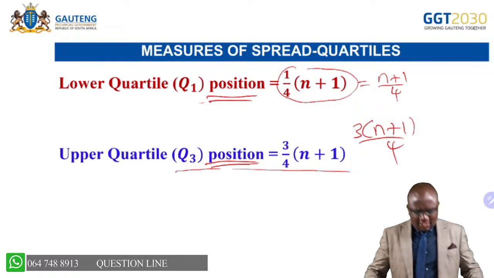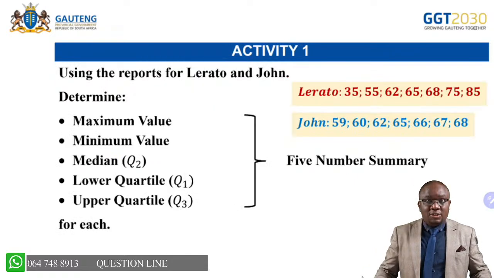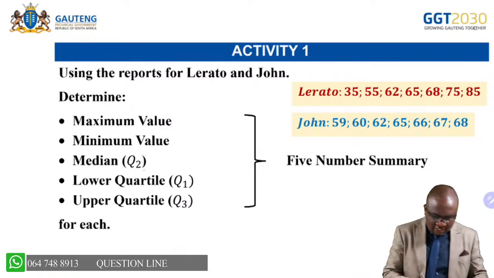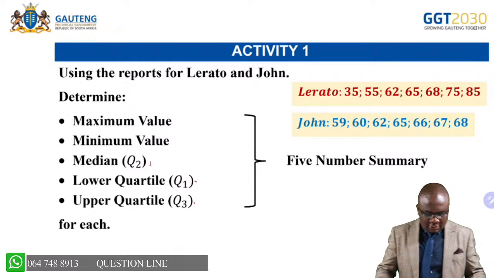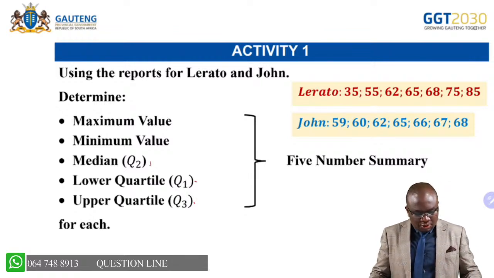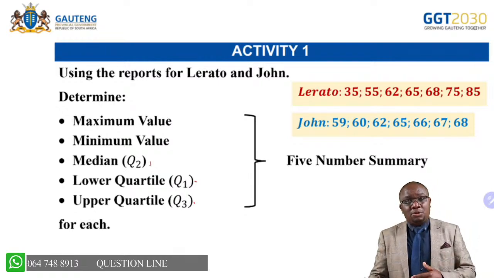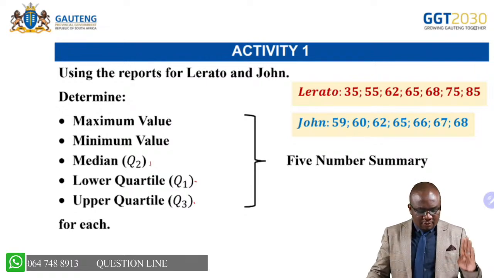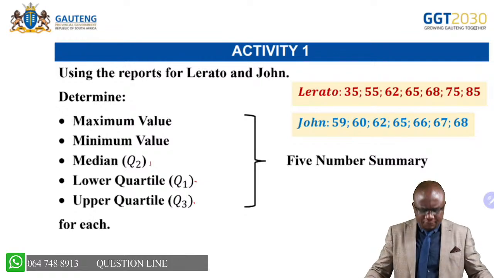Right, well done. Let's see if we can apply those two, and also the other one for the median, to find the positions. Now I want you to write the following. Using the marks for Lerato and John, find the maximum value, minimum value, median, lower quartile, upper quartile. Let's start with Lerato, and then after that we'll go to John. Let's do it for 2 minutes. Let's try these 5 numbers: maximum, minimum, median, lower quartile, upper quartile. Let's try that.